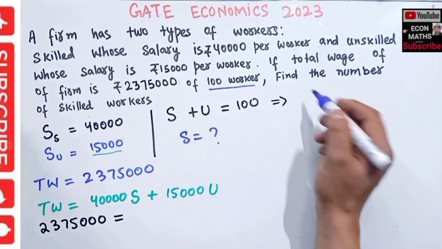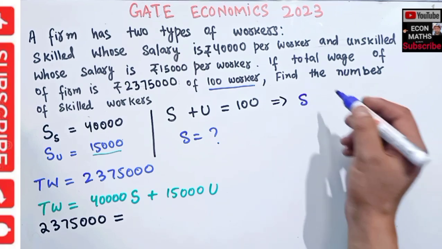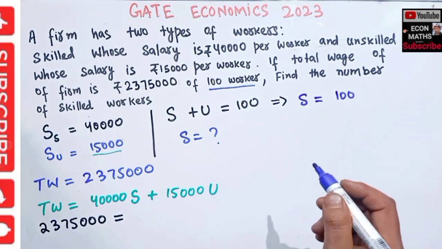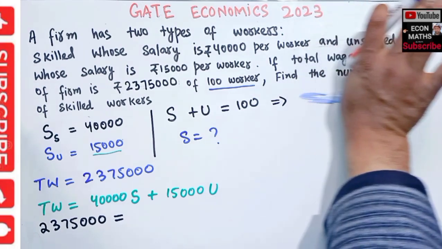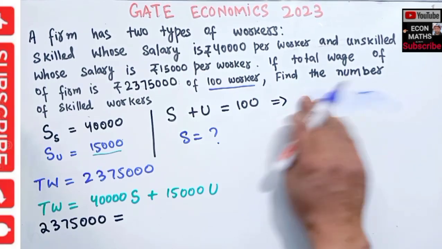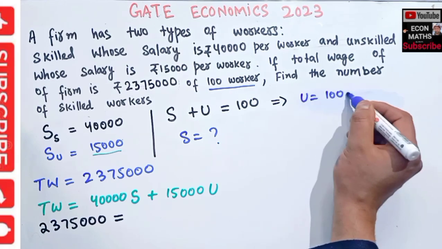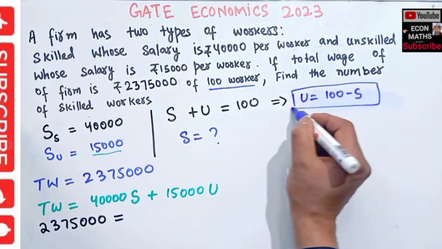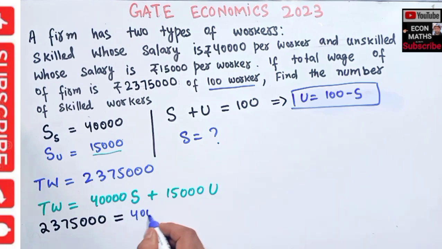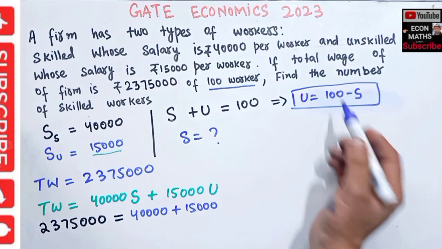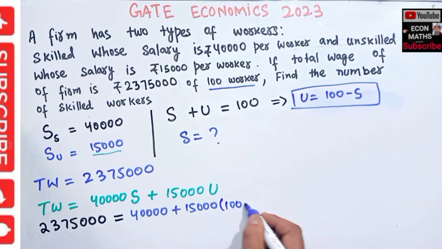If we solve this for s, or let us solve it for u. If 100 plus s plus u is equal to 100, I can write it in this fashion: u will be equal to 100 minus s. Now we have here 40,000 plus 15,000. In place of u we have 100 minus s.